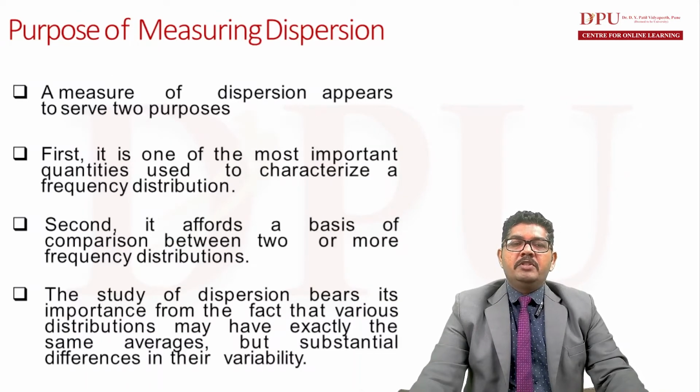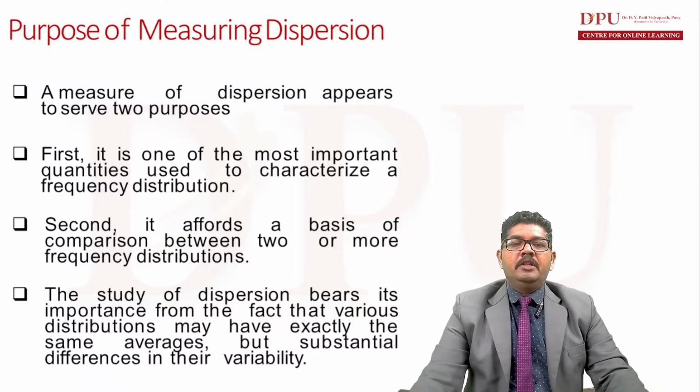Purpose of measuring dispersion. A measure of dispersion appears to serve two purposes. First, it is one of the most important quantities used to characterize a frequency distribution. Second, it affords a basis for comparison between two or more frequency distributions. So dispersion is one of the most important quantities used to characterize a frequency distribution, and if we have to compare two or more data sets, then again we need to understand the dispersion between these groups of data.